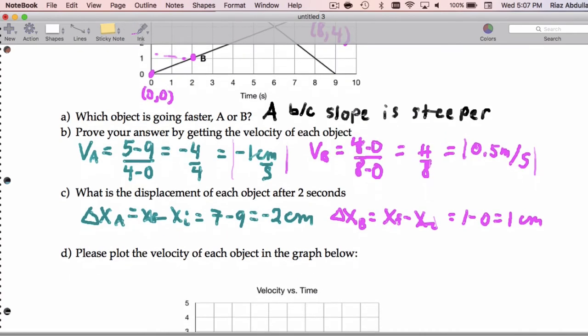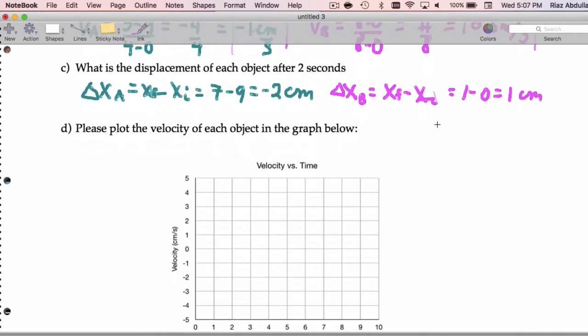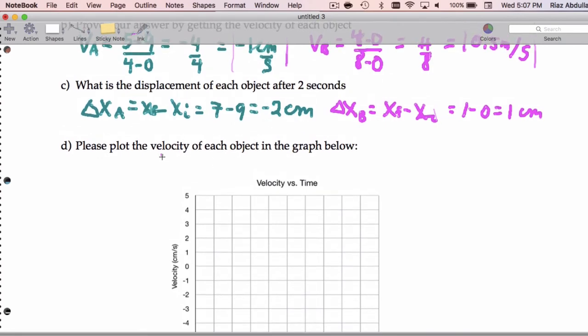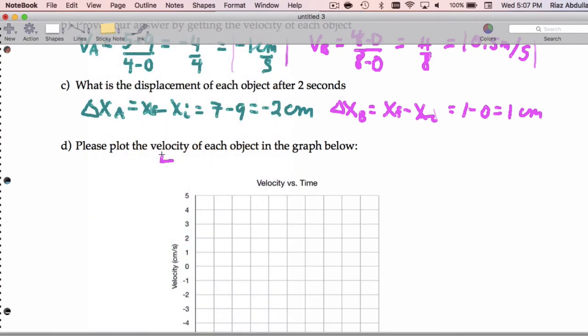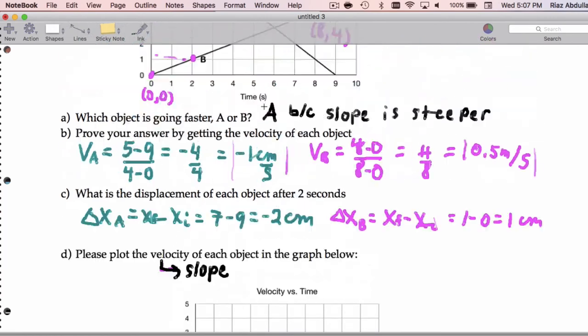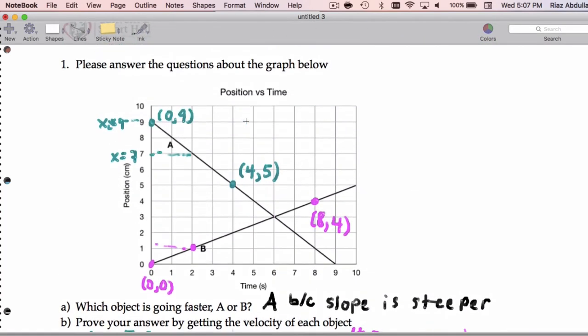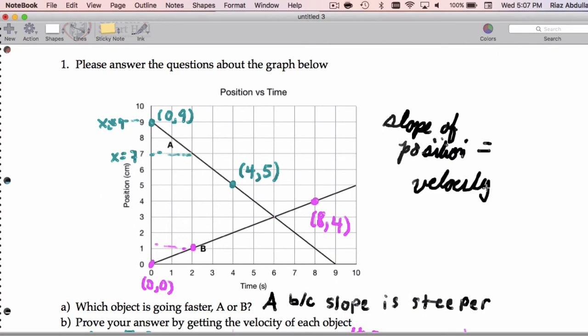Now, if we plot the velocity graph below, what that means is we're simply going to plot the slope of each object's line, because the slope of the position graph is the velocity. In fact, please remember that fact. The slope of position is the velocity. That's one of those fundamental facts that we absolutely need to know.